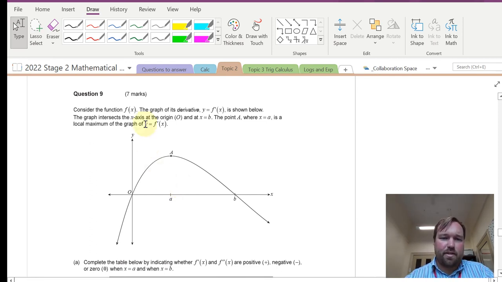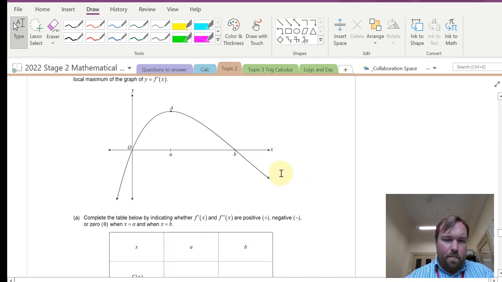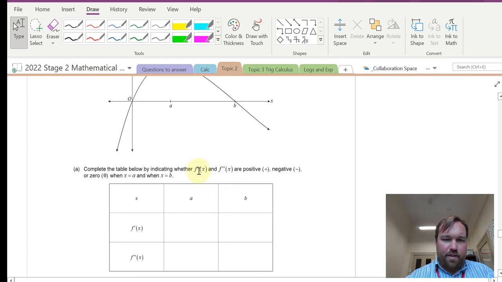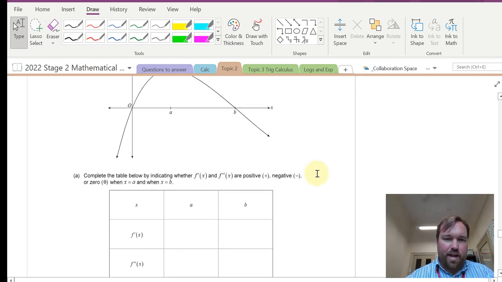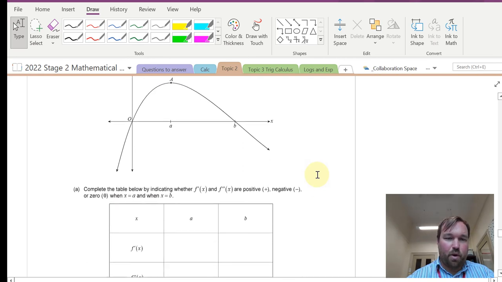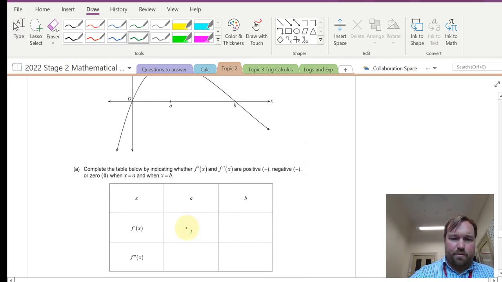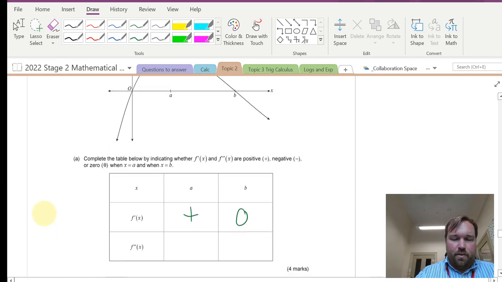Consider the function f of x. The graph of the derivative, f dash of x, is shown below. Okay, so what we're looking at is the graph of the derivative. The graph intersects the x-axis at the origin and point B. At point A, there is a local maximum. Okay, so note the local maximum will be an inflection point. Complete the following table for f dash x and f double dash x. Alright, so f dash x is shown, so the sign diagram is pretty easy. It is positive there and 0 there.